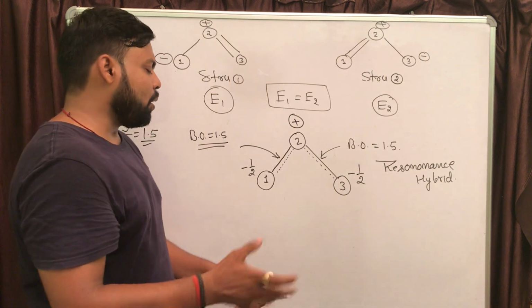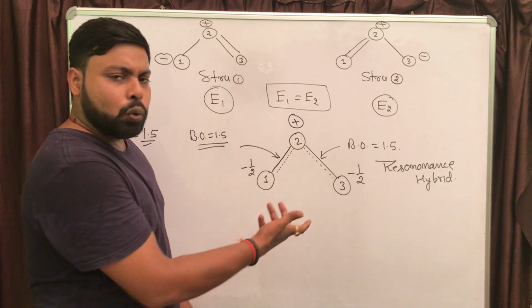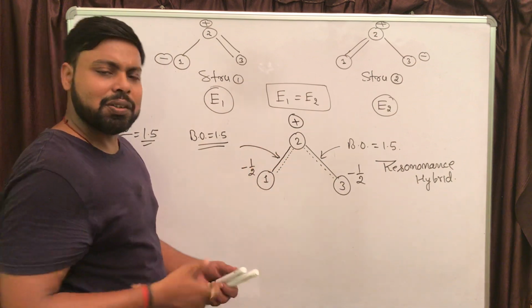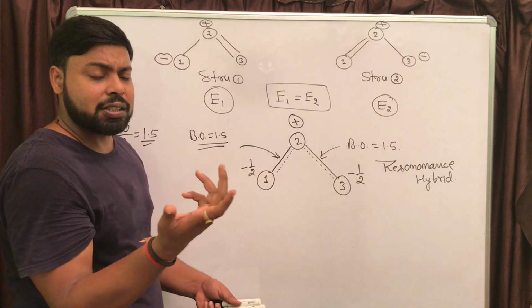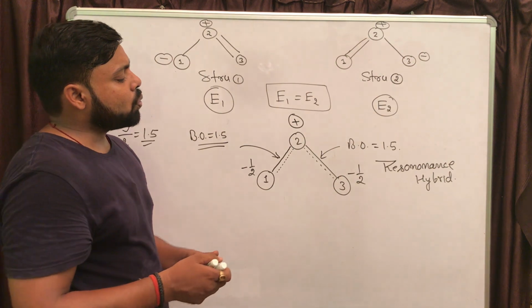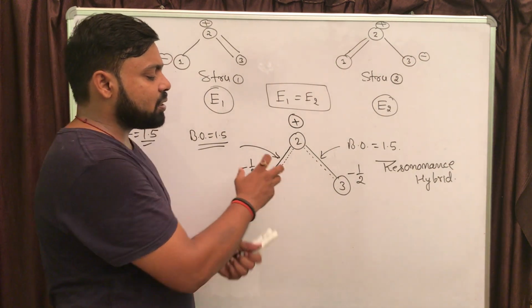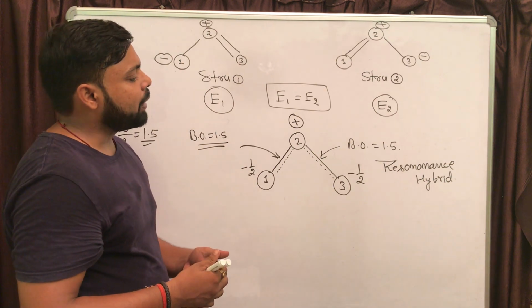How? If you observe, the bond order between any two oxygen atoms is 1.5. Here also 1.5, 1.5. If the bond order is the same, then definitely bond length and bond energy are going to be equal. So bond length, bond energies, bond order are all equal. That is actually the practical data.